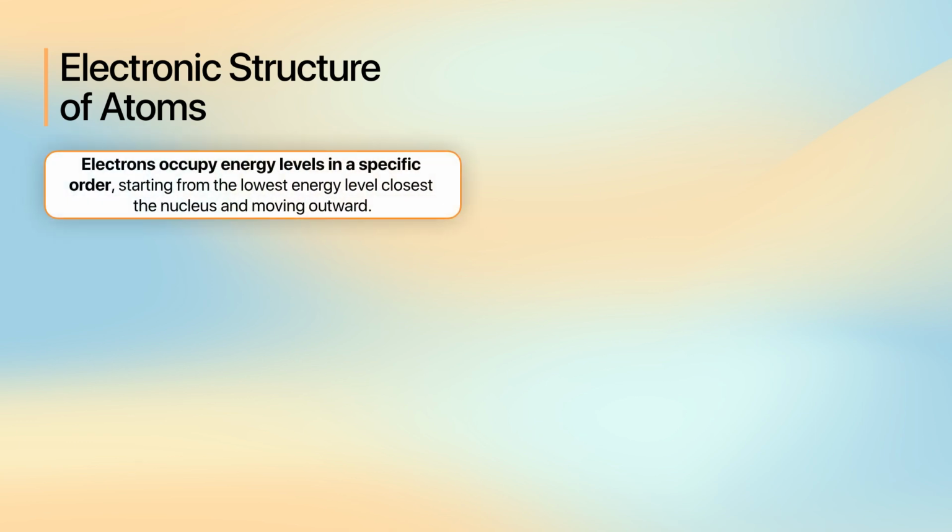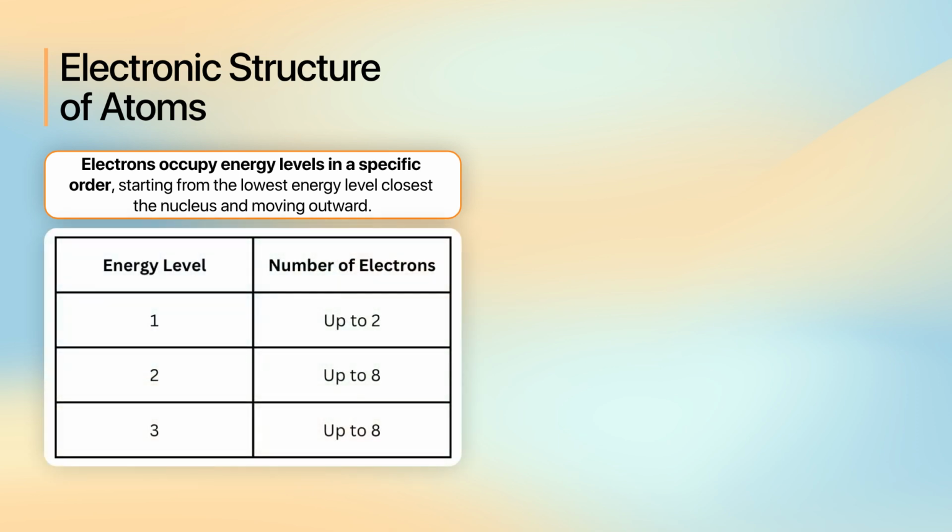In today's lesson, we delved into the electronic structure of atoms. For your GCSE course, you only need to know the electronic structure up to calcium, which is the 20th element in the periodic table. We learned that electrons occupy energy levels in a specific order, starting from the lowest energy level closest to the nucleus and moving outward. Each energy level can hold a certain maximum number of electrons. The first level can hold up to 2 electrons, the second up to 8, the third up to 8, and if 1 or 2 are remaining, they are placed in the fourth.